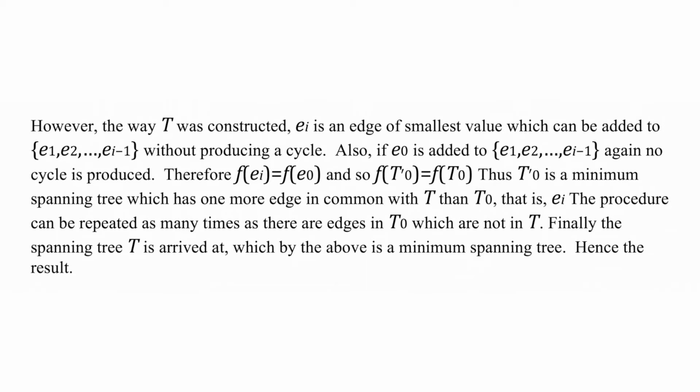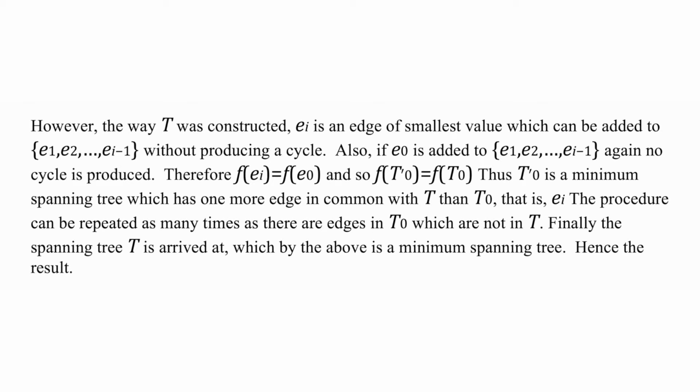However, the way T was constructed, ei is an edge of smallest value which can be added to e1, e2 and so on up to e_{i-1} without producing a cycle. Also, if e0 is added to e1, e2 and so on up to e_{i-1}, again no cycle is produced. Therefore, f(ei) is equal to f(e0), and so f(T'0) is equal to f(T0).